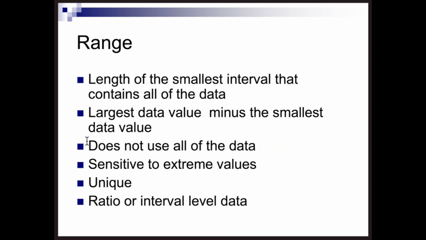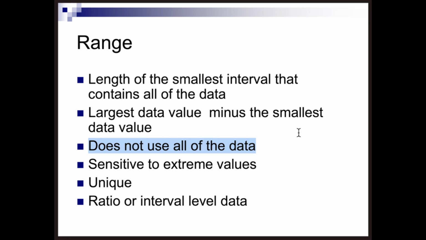Now, one of the characteristics of the range is that, obviously, as we can tell based on how we calculate it, it does not use all of the data in a data set. In fact, it only uses 2 values. And so if we had 10 values in a data set, we would only be using 2 values, or 20% of the data set, to calculate the value of the range. If we had 100 observations in the data set, then we would be using 2%. If we had 1,000 observations in the data set, then the range would only be using 0.2% of the data in the data set to calculate the range.